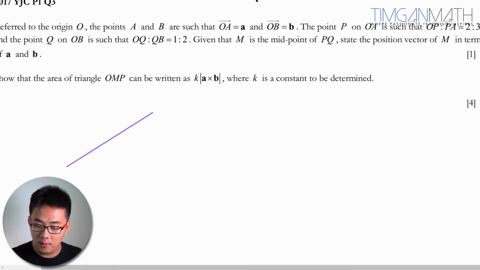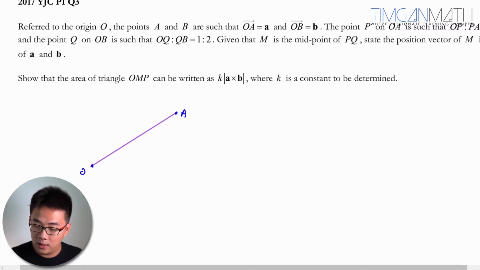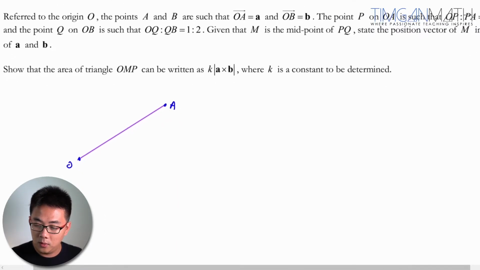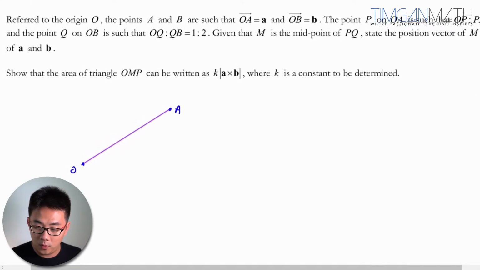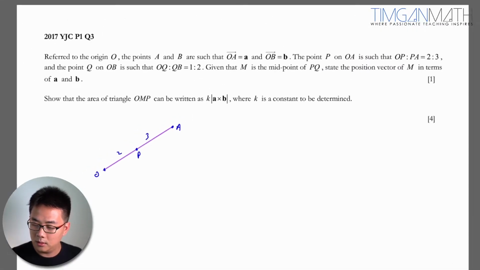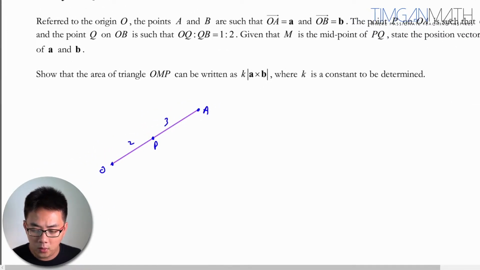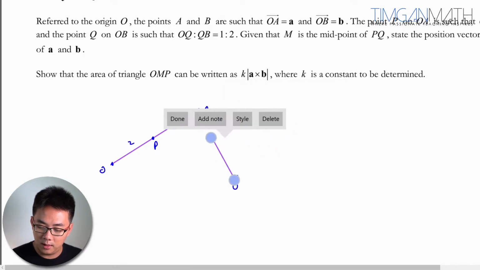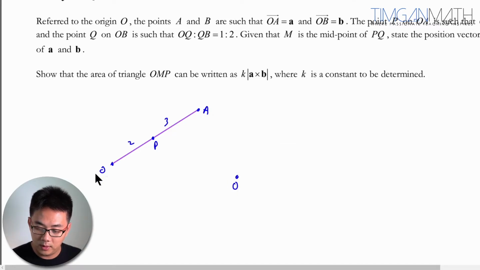So I think this is O, this is P, and this is A. Basically, OP is 2 and PA is 3. Okay, that's alright. And the point Q on OB is such that OQ:QB is 1:2, so it's the same thing. So just draw it out to have an idea what it is like. So this is O. You can draw on the same diagram, it works as well, so I'm just going to draw on the same diagram here.